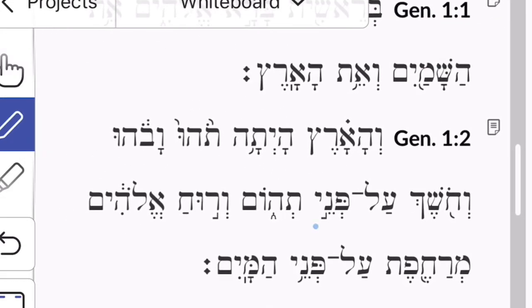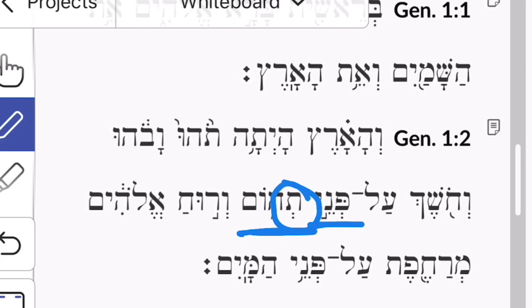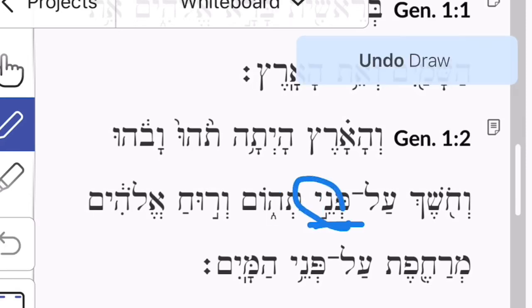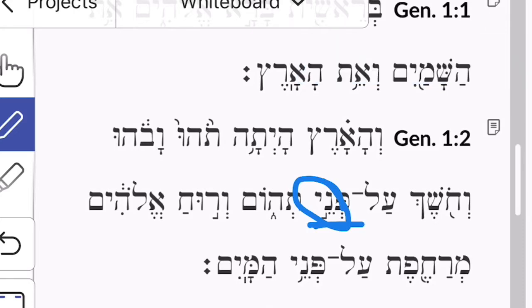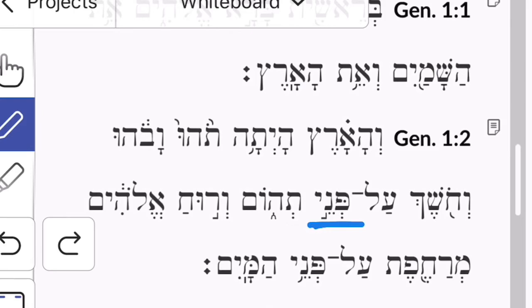Al pnei has a Begad Kafat, and the pe is hard. Tehom has a Begad Kafat. The tav is not hardened, presumably because it has a long tsere before it. Veruach does not have a Begad Kafat. Elohim does not have a Begad Kafat.